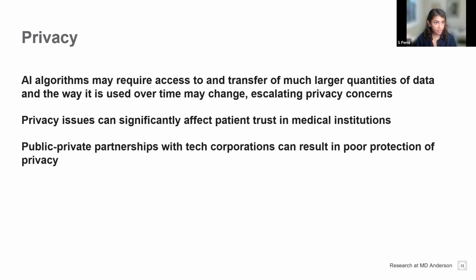So when it comes to privacy, privacy concerns exist already, right? Both in healthcare contexts and very much outside of healthcare contexts. But perhaps the use of AI can actually compound this risk because it requires access to and transfer of far larger quantities of data, and the way this data is used over time may change. And so these two features may lead to escalation of privacy concerns. It's important to remember that privacy issues can significantly affect patient trust in medical institutions. Public-private partnerships with tech corporations can also result in really poor protection of privacy, and there are existing examples with large companies in which that has been the case.